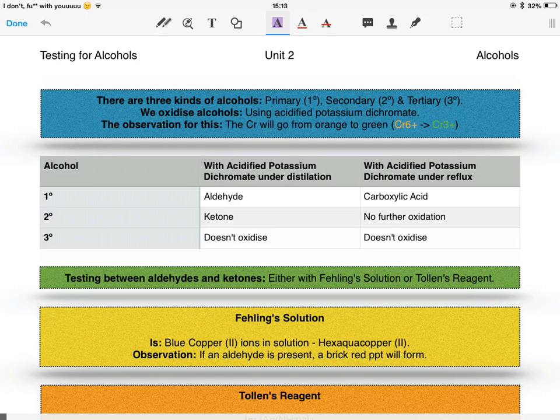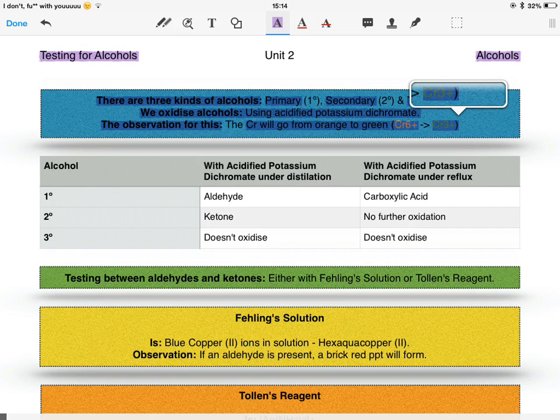So this video is the second on the alcohols, and now I'm on to testing for alcohols. So there are three kinds of alcohols. There's primary alcohols, secondary and tertiary. We oxidize alcohols using acidified potassium dichromate, and the observation for this is the chromium will go from orange to green. And for anyone that's studying their second year of A-levels, it's the reduction of the chromium 6+ to the chromium 3+. But if you're in AS, you don't need to worry about that.